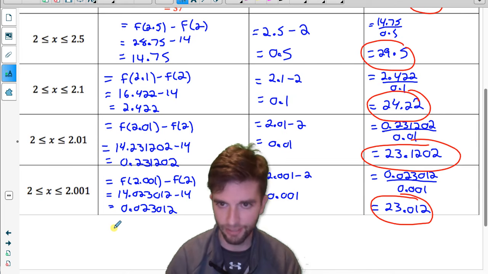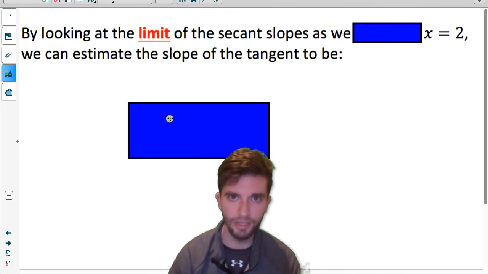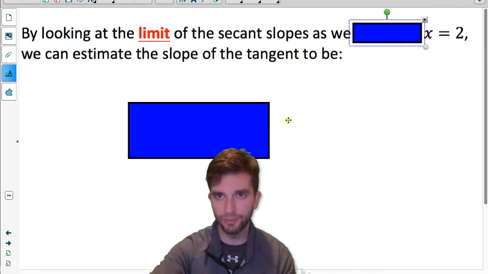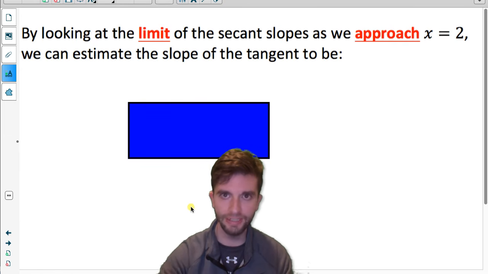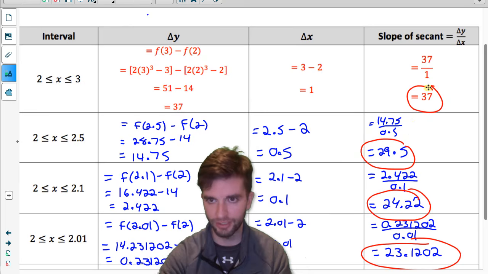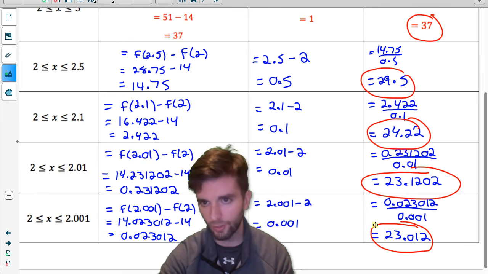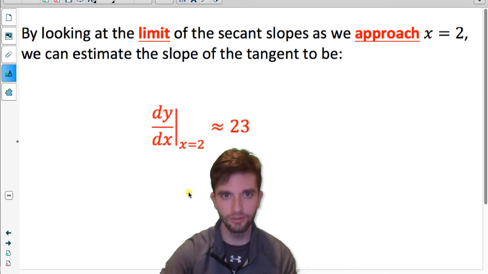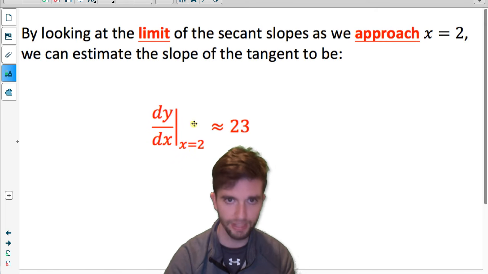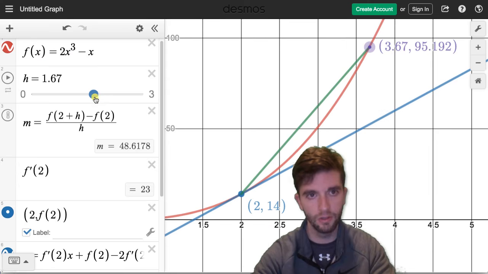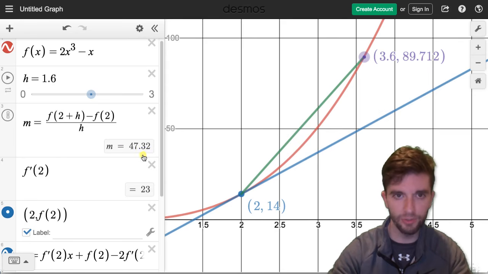So what we just found is something called a limit. By looking at the limit of the secant slopes as we approach an x value of 2, we can estimate the slope of the tangent to be, well, what do we think these values are trending towards? From 37 to 29.5 to 24 to 23.12 to 23.012, it looks like it's approaching 23. So we can estimate the instantaneous rate of change of y with respect to x at an x value of 2 is 23.